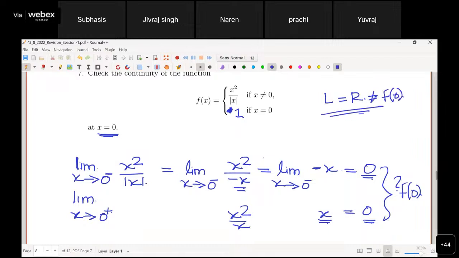Can we say f of 0 to be the middle hand limit, MHL? What is middle hand limit? There is nothing called middle hand limit.